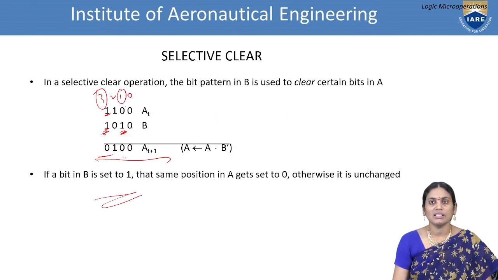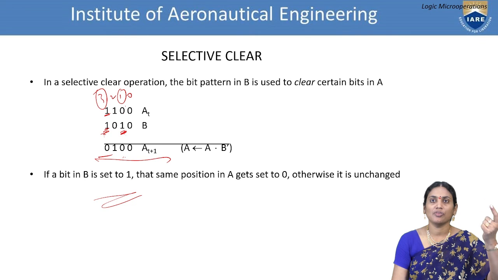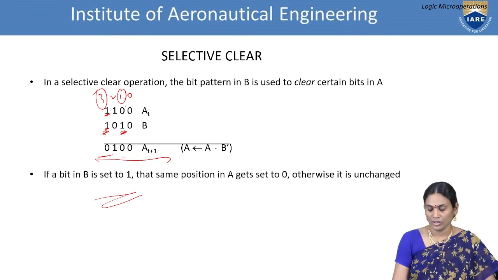Selective clear. In this case, we are trying to set the value to clear the corresponding existing value. If I find 1 in the positions of B, the same bit positions will get affected with zeros. So this is the simple operation of A AND B bar.